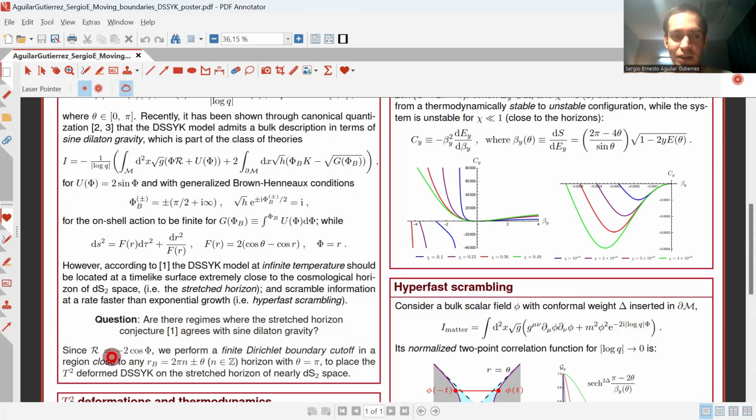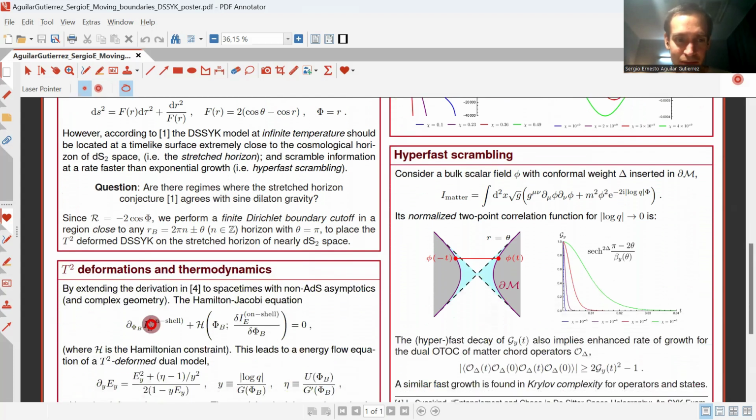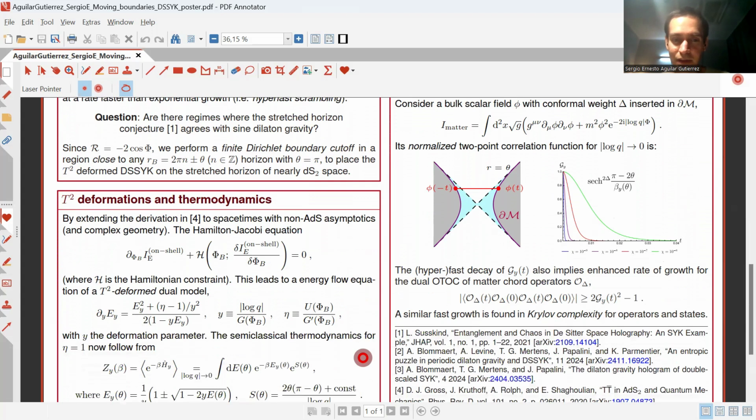Basically, we study a finite cutoff in the sine dilaton-gravity theory, where we reproduce the same features as the dS space, and we put the theory very close to the cosmological horizon or black hole horizon of the dual theory. This is using the form of a T-Tbar deformation of the dual theory. So we employ this Hamilton-Jacobi equation that basically relates the finite cutoff evolution in the system to the energy levels, and this is something that we obtained for this particular choice, for this Euler expectation that we derive.